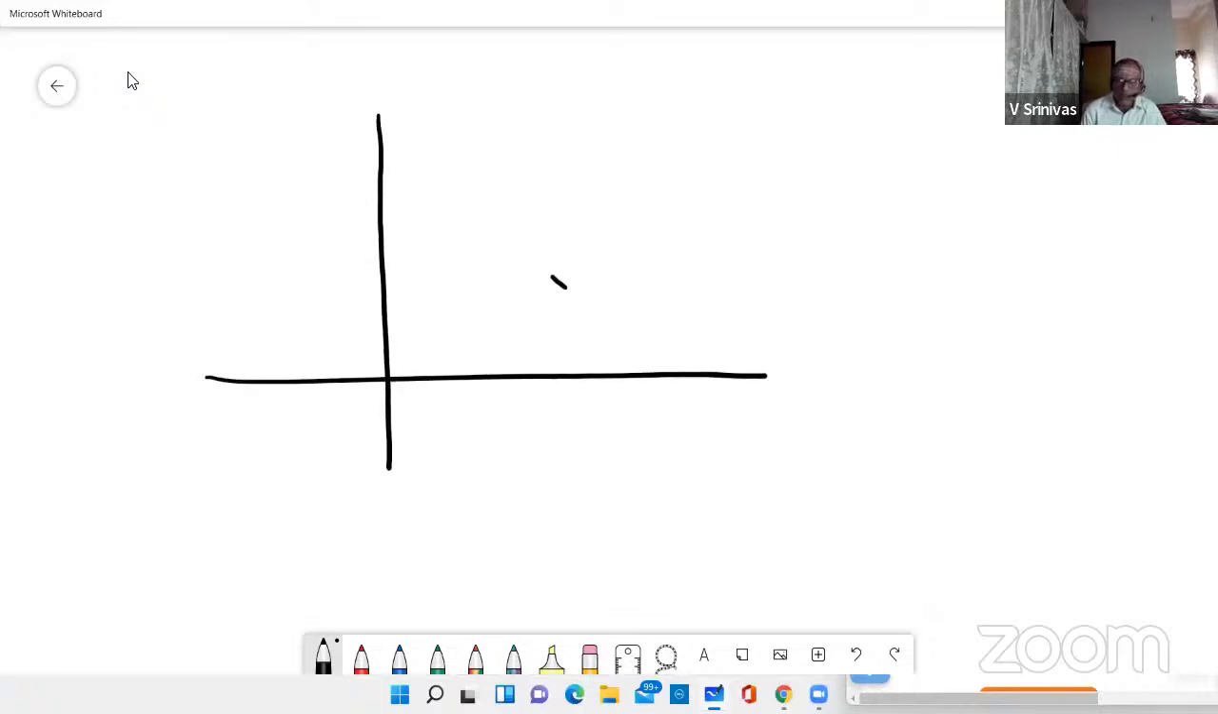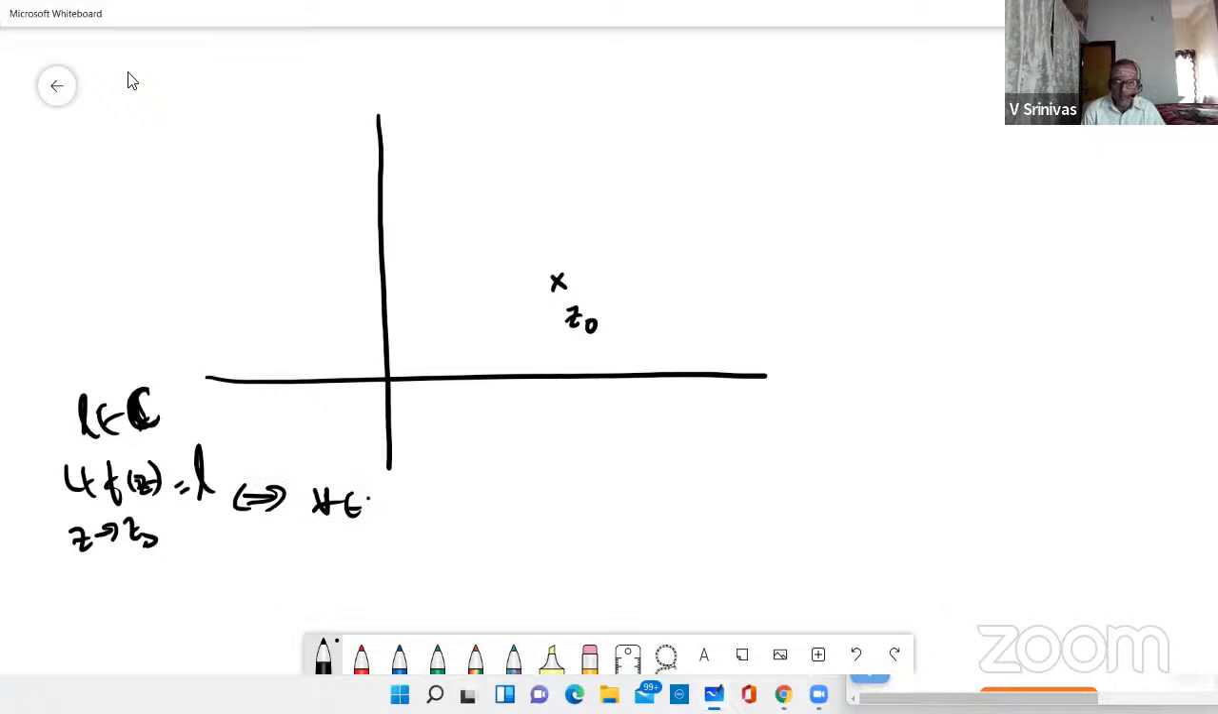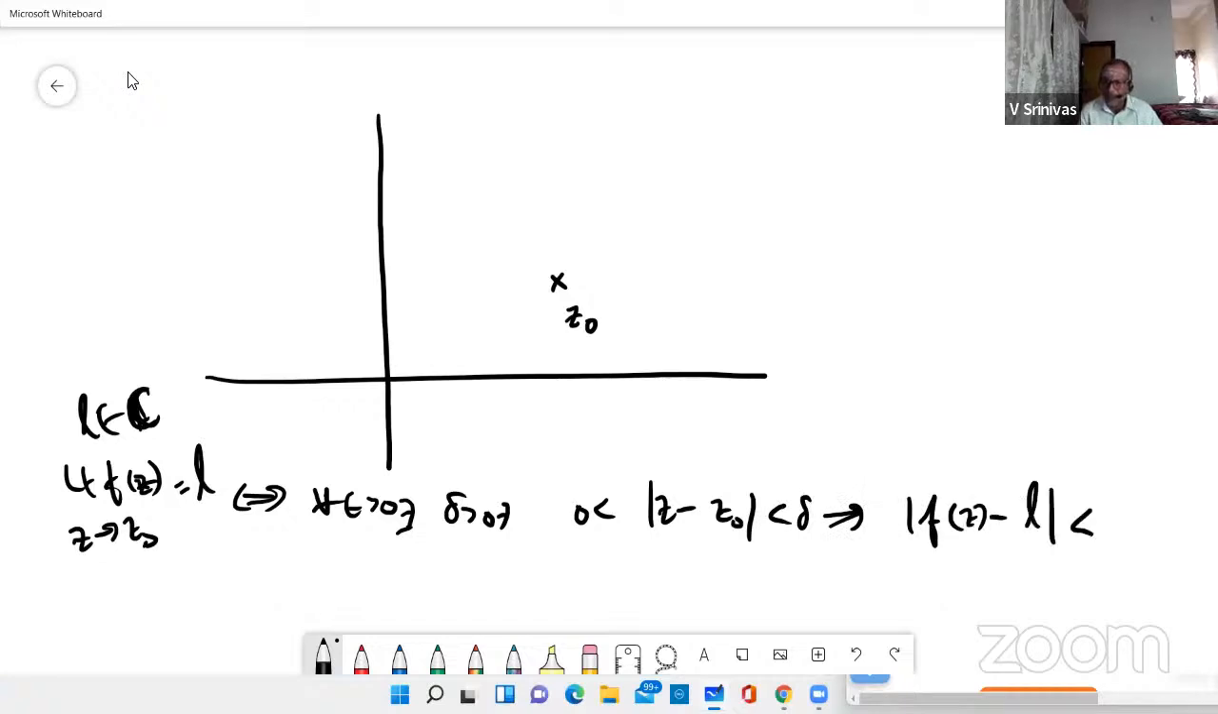So, this is my z naught. What I'm saying is, limit of f of z as z goes to z naught is L. L is a complex number now; I'm allowing L to be a complex constant. And I want to define this. What do I mean by this? For every epsilon positive, there is a delta positive such that 0 is less than modulus of z minus z naught is less than delta implies modulus of f of z minus L is less than epsilon.